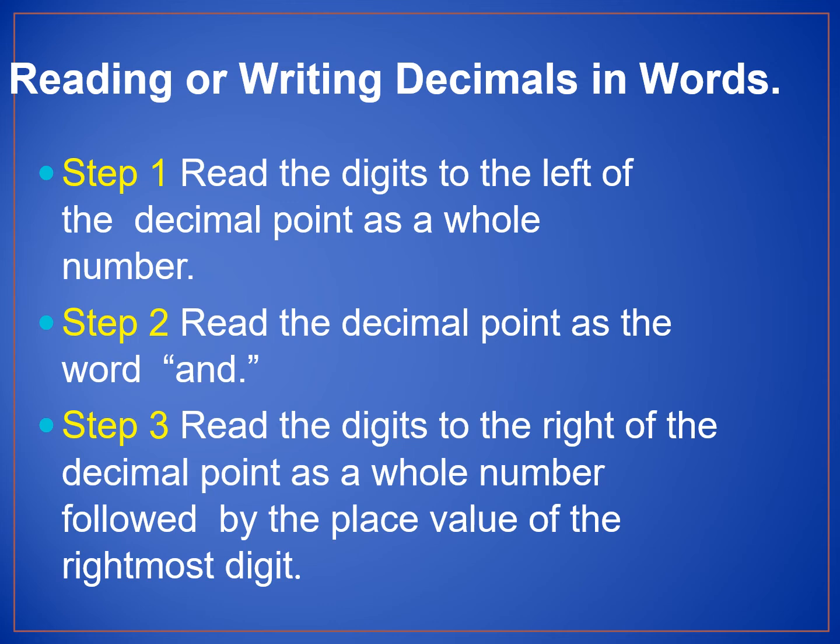Step 1, I want you to read the digits on the left of the decimal point as a whole number. Read it normally as a whole number, which is on the left of the decimal point. Step 2, read the decimal point as the word "and". Step 3, read the digits on the right of the decimal point as a whole number also, followed by the place value of the rightmost digit, of the last digit on the right.